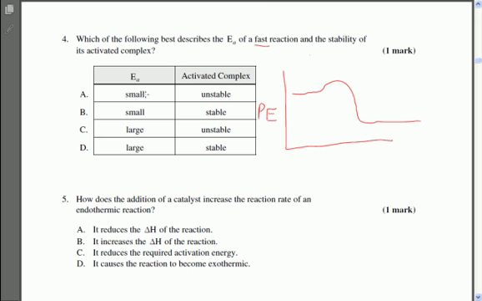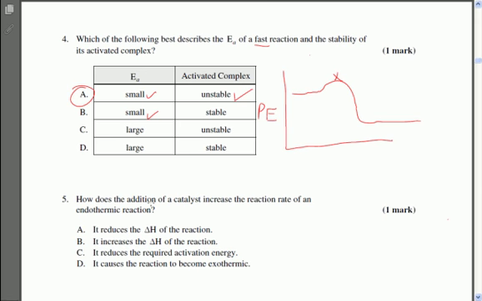Okay, so what we're looking for is something with a small activation energy. Now, an activated complex, which is at the top right here, is always unstable. It's unstable because it has a high amount of potential energy. So we're looking for something like this one. So our answer for number 4 is A. It has a small activation energy and an unstable activated complex.